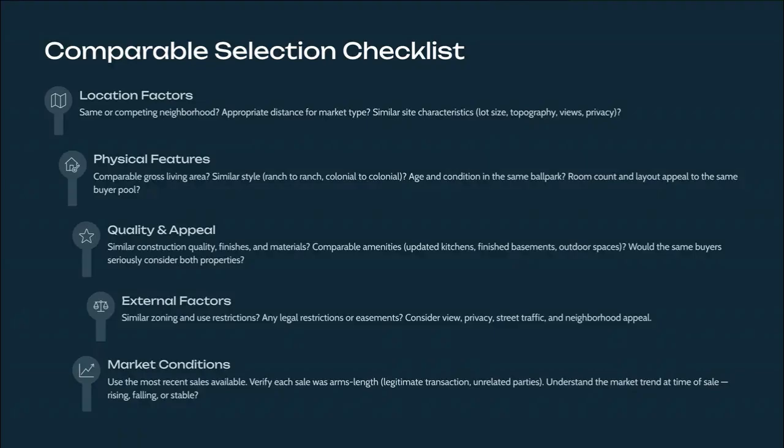Review the transaction terms for unusual financing or seller concessions that might affect the price. Confirm the property was marketed appropriately and had typical exposure time. This verification step ensures you're working with reliable market evidence from the start. Second, confirm the sale date falls within an acceptable time frame. Generally, focus on the most recent 6 to 12 months of sales activity.